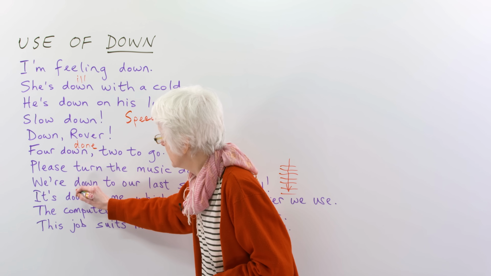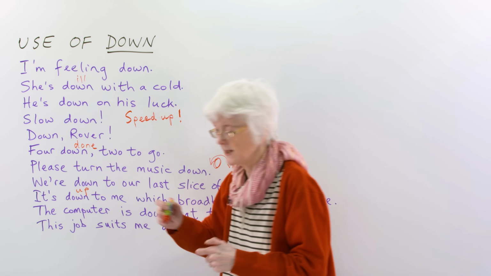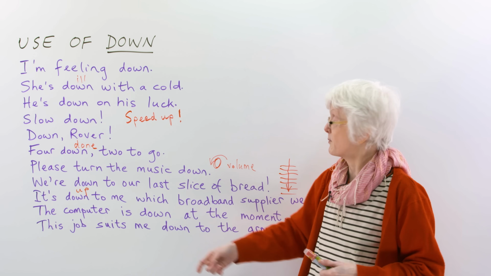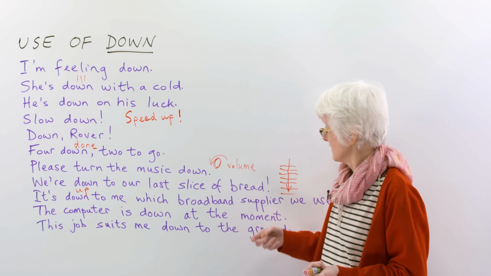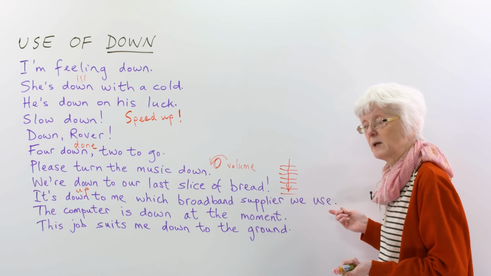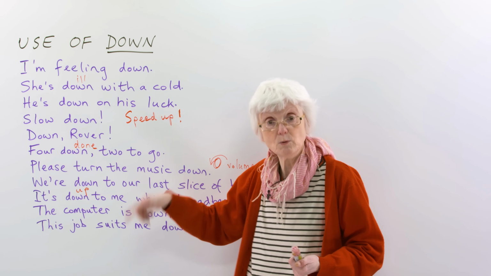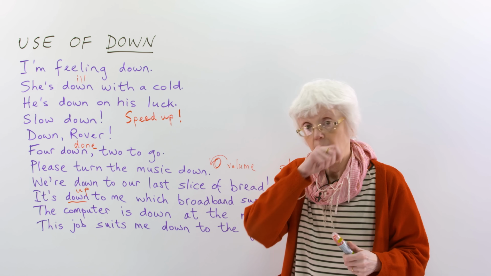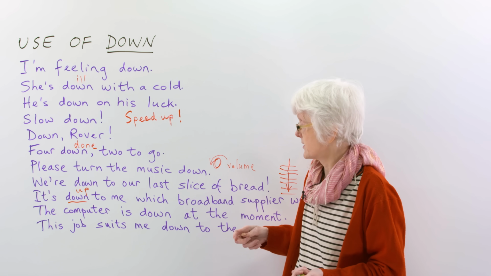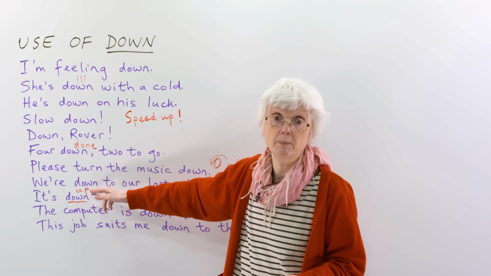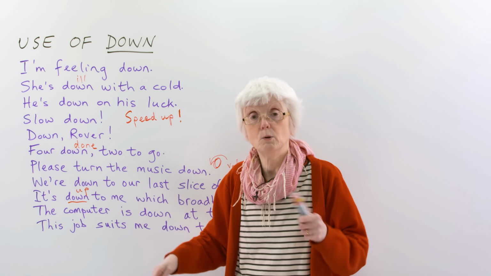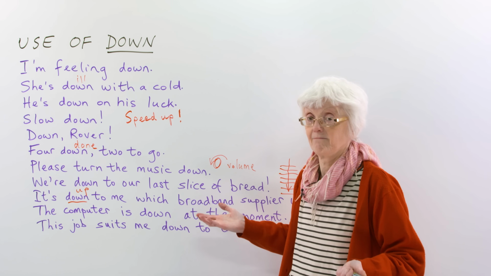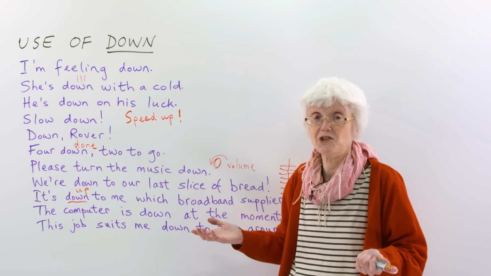Years ago, and people still say this, it's up to me. So it's funny, both mean the same really. It's up to me which broadband supplier we use. But down to me is a more modern version of that. People still say it's up to me, but a more modern way is to say it's down to me. I don't know how it changed, but there we are.